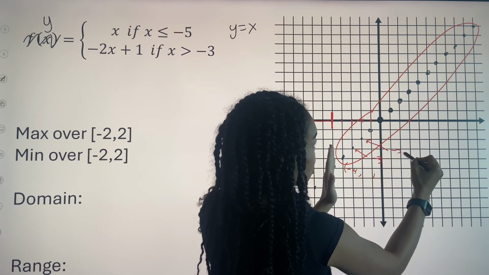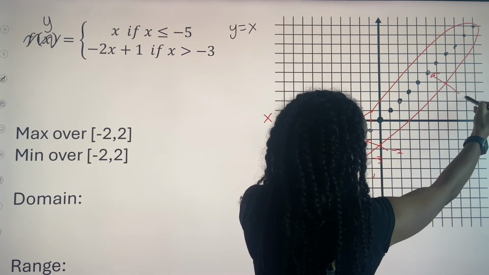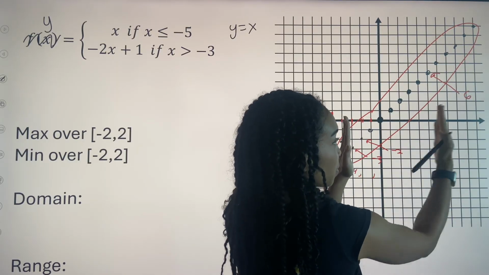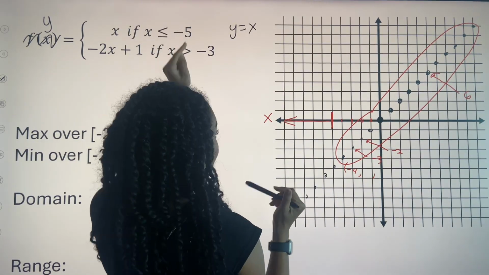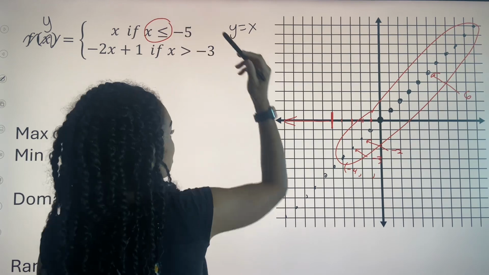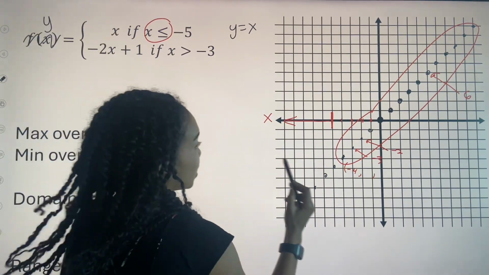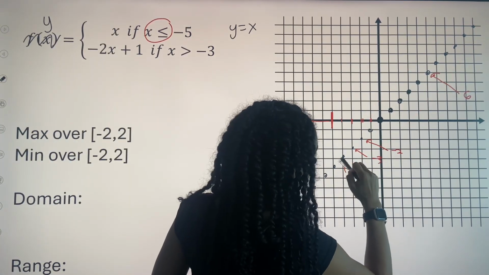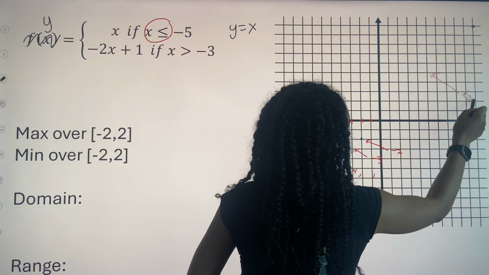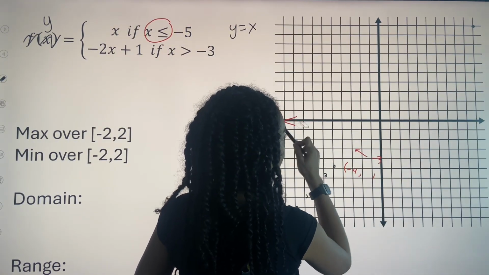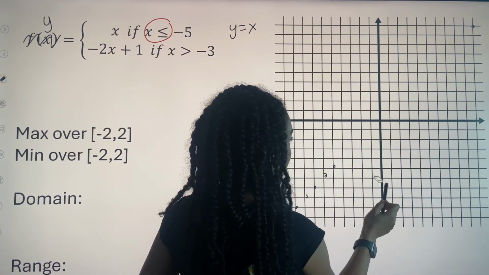This one's -2. This one over here is about like 6. All these numbers are bigger than negative 5. I want less than or equal to. So I'm going to get rid of this side. I don't need these. Okay, I don't need those points.